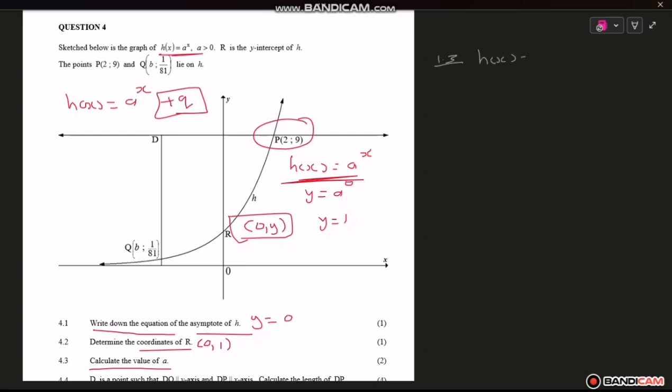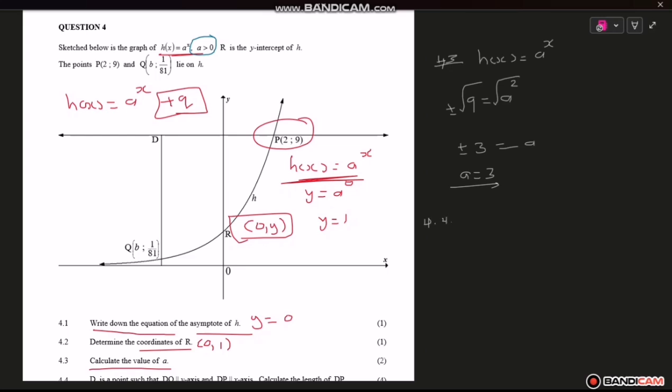Therefore, h of x equals a to the power x. Then for the value of y, 9 equals a to the power 2. Therefore, we take the square root of both sides to eliminate that 2: plus or minus square root of 9. Then our answer will be plus or minus 3 equals a. But in the statement we are told that a must be positive. Therefore, we'll take the positive 3 as our a. This is our answer. I hope it makes a lot of sense. So this is how you solve this question.